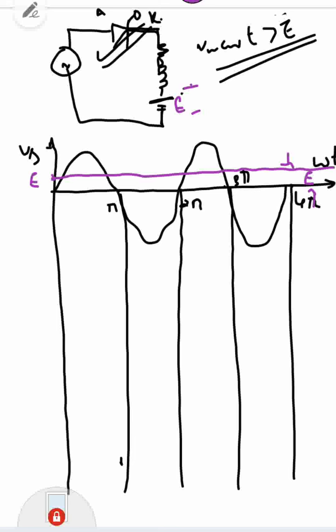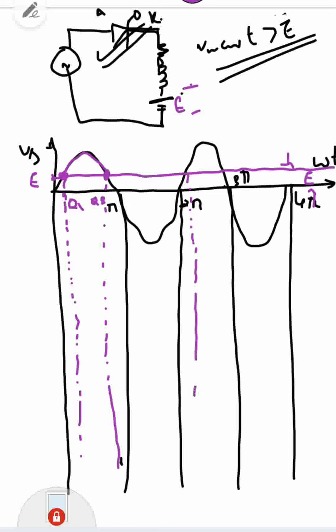Now note the condition: whenever Vm sin omega t is greater than E. At this point Vm sin omega t is equal to E. Here also Vm sin omega t is equal to E. In between, Vm sin omega t is greater than E. So only between these intervals are you supposed to give the trigger pulse to the SCR. Otherwise the SCR won't conduct. Let me mark these as theta 1 and theta 2. Here also, whenever Vm sin omega t is greater than E, only then will the SCR conduct.